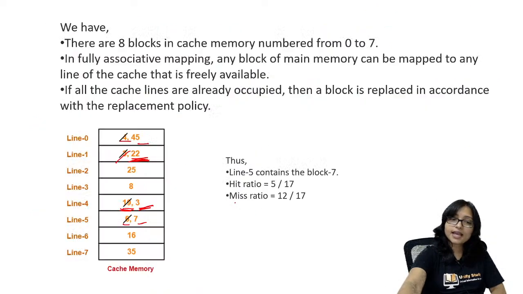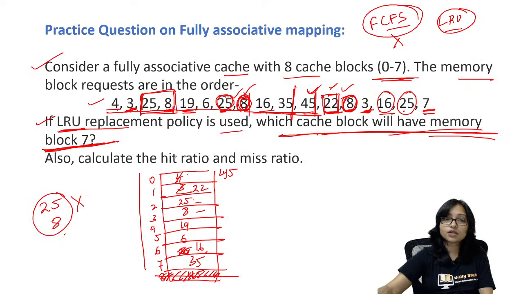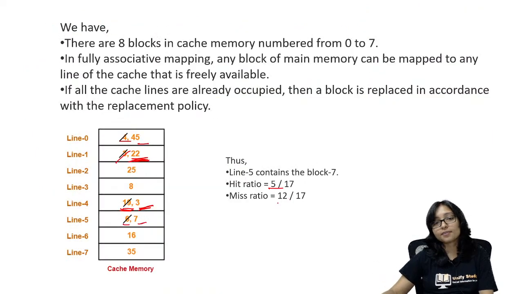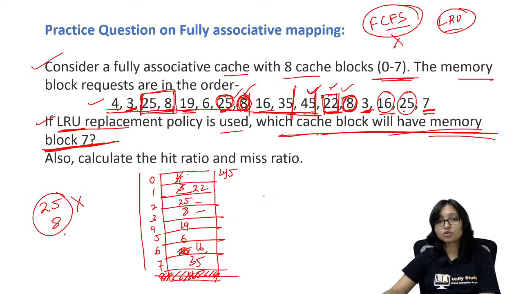Okay? Yes, that's why 3 is not the hit. So now, what is the total number of hits? We got the total number of hits. 5. You will see 5 is the number of hits and misses is 12. So 5 by 17 and 12 by 17. Is it clear to everyone? Anyone have any doubt?